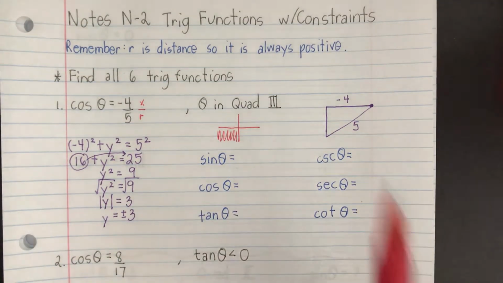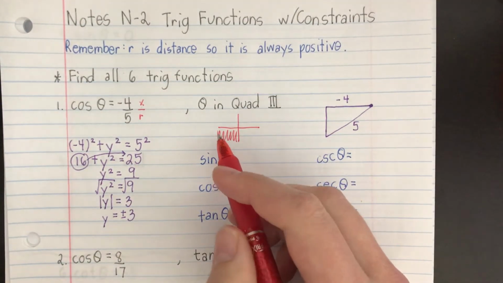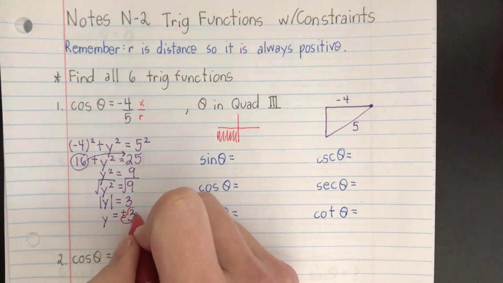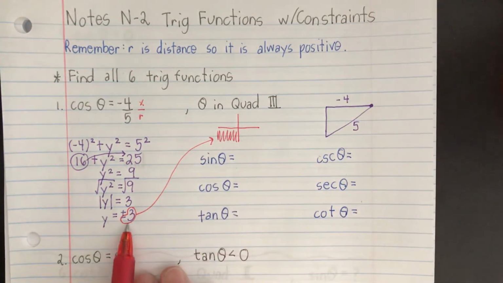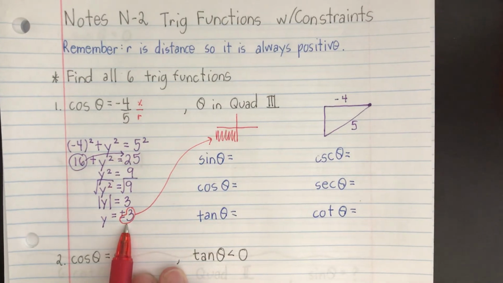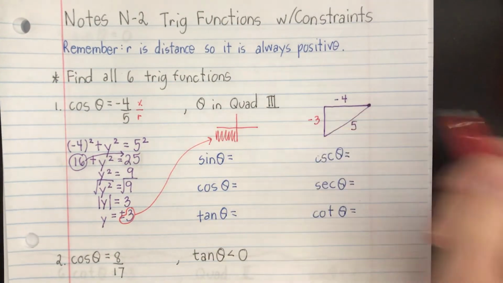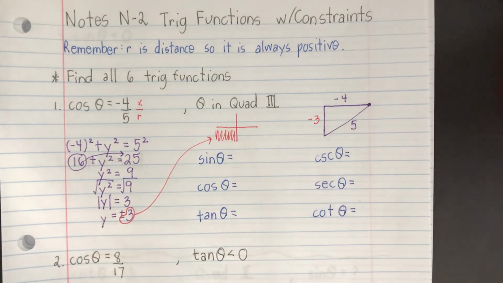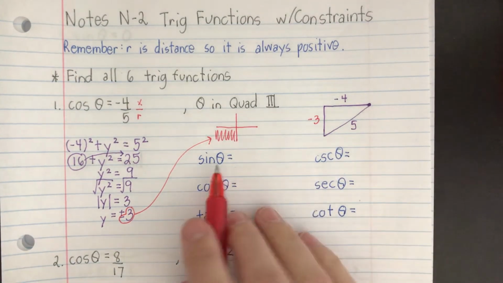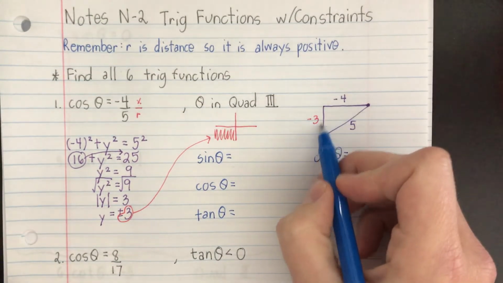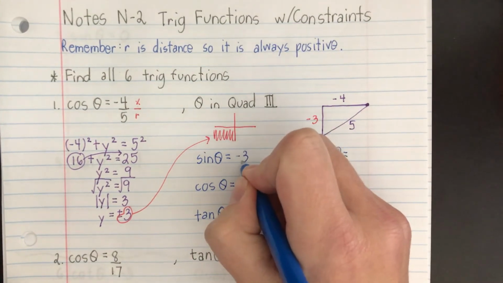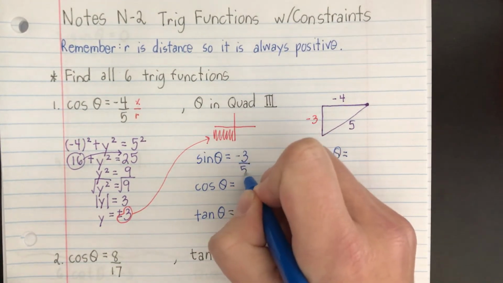Now, of course, you're going to look at our constraint. We are in quadrant 3, so that means my y value will be negative. So now I have filled in the missing piece here. -3 will be my y value. So now I can find all the other 6 trig functions. Recall that sine is going to be your y over r. So y is -3 over r is 5.